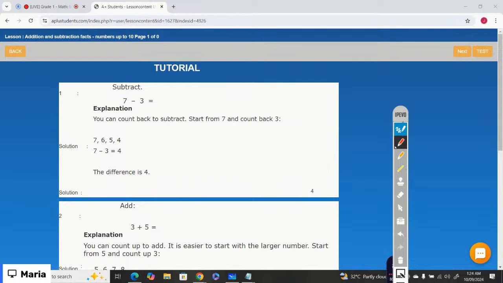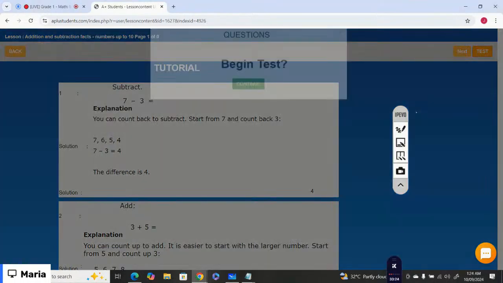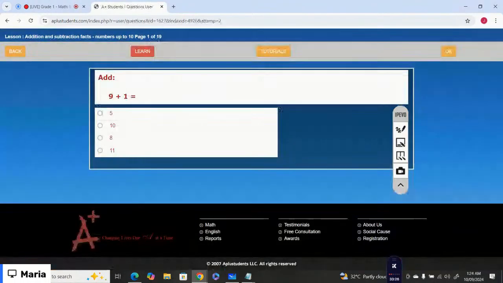Okay, I'm going to start with the test questions. The first one is 9 plus 1, you have to add. So which is the correct option? So 9 plus 1 is 10. You have to count forward, right? 9 plus 1 is 10. So the correct option is 10. Option number 2 is the correct option.